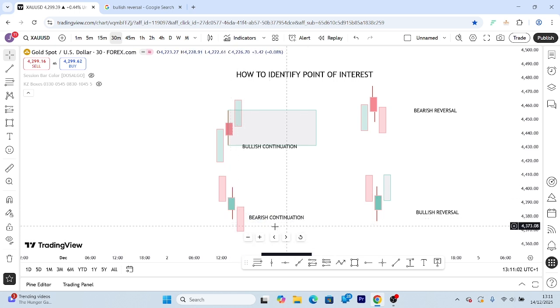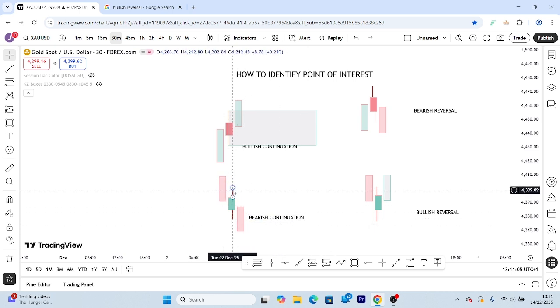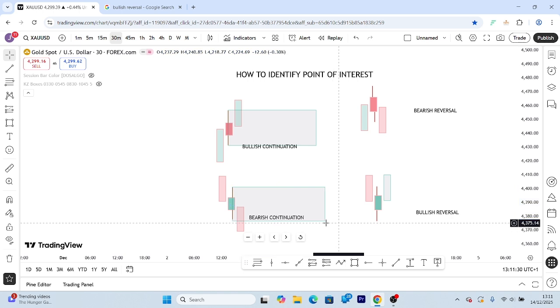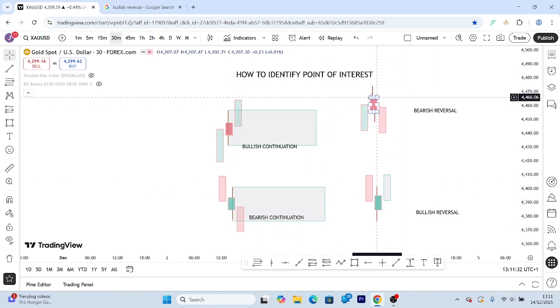So again, when we go to the bearish continuation point of interest, we'll look at the body of this candle and the wick. Are they in the same proportion? Like, if this wick here and this body, are they the same? This wick here and this body, are they the same? So the answer is yes. Then we're going to use the whole candle as our point of interest.